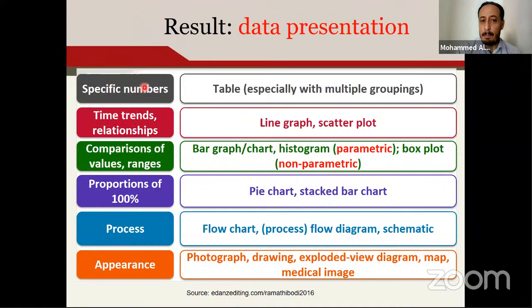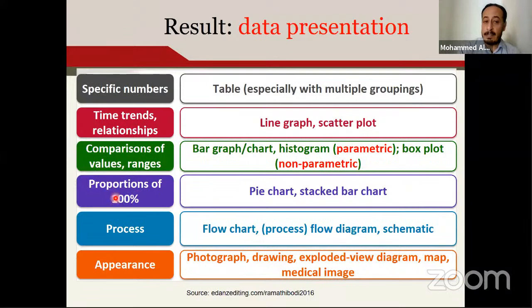If you have specific numbers, especially if you have too many groups, better to use a table, don't use graphs. If you have time trending, you use different concentrations and you want to see the relationship, better to use a line graph. If you are comparing different values, the average of the first group with the second group or different parameters, better to use a bar graph. For parametric analysis. If it's non-parametric, like chi-square, you have to use a box plot.